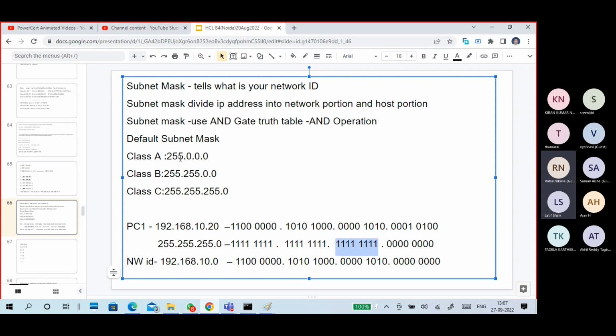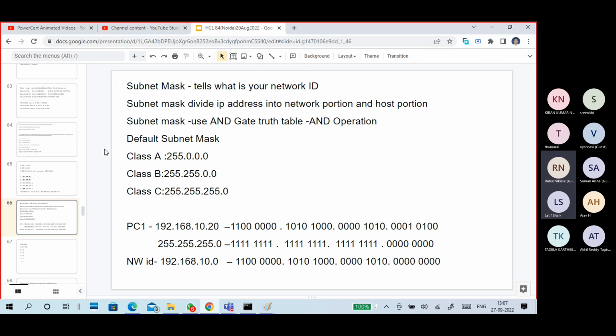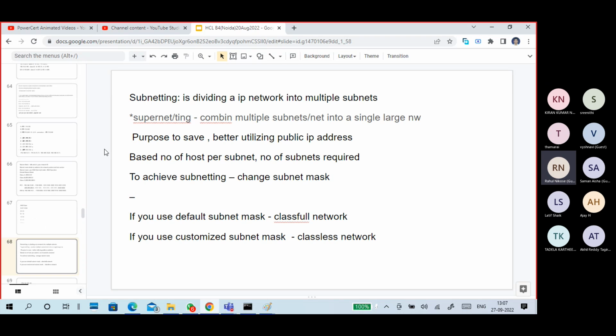Okay, so in class A, the first portion is network portion, 255, all are ones. Class B represents first two are network portions, so then it is 255.255. Class C represents first three are network portions. So 255.255.255. Okay.